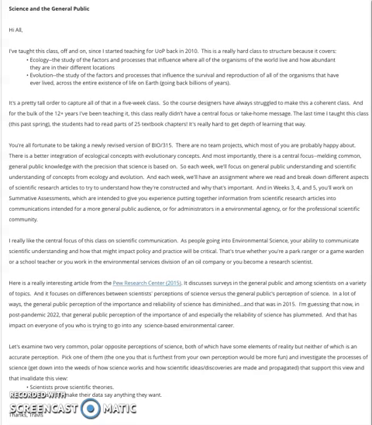And each week we'll have an assignment where we read and break down different aspects of scientific research articles to try to understand how they're constructed and why that's important. And in weeks 3, 4, and 5, you'll work on summative assessments, which are intended to give you experience putting together information from scientific research articles into communications intended for a more general public audience, or for administrators in an environmental agency, or for the professional scientific community.